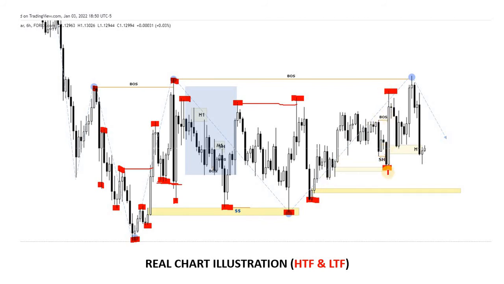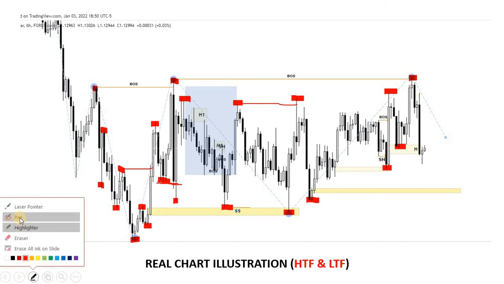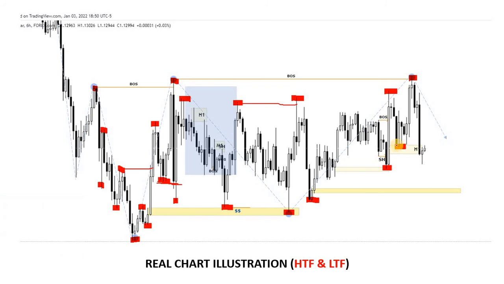Higher high, higher low. We have a break as well. We have this break, so this is going to be our higher low, then higher high. Then finally, we have this break here. So that tells us that price is ready to come down.